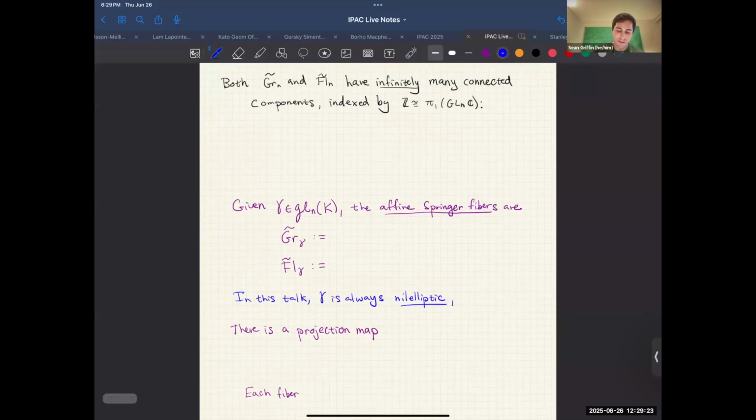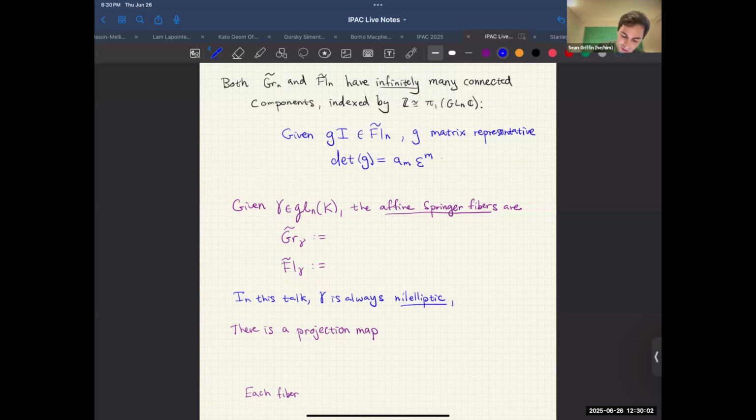Okay, so how do you see these infinitely many connected components? Given a matrix representative G, when you take the determinant of G, you'll get some Laurent series, because that's what the entries are. So you'll get some a_m times some power of epsilon, and then some other coefficient times the next power of epsilon, and so on. Let's say a_m is the leading coefficient, then this integer m indexes the connected component that you're in.